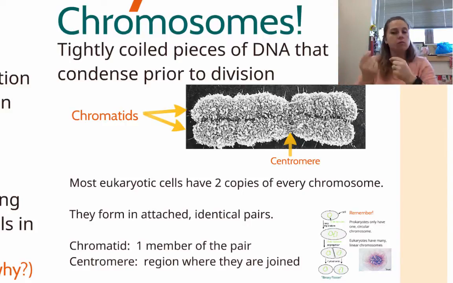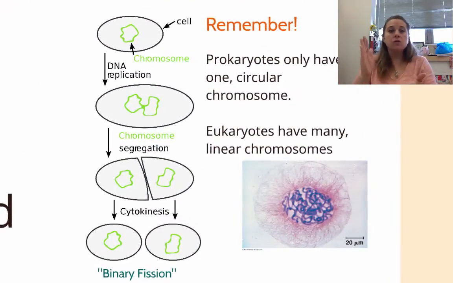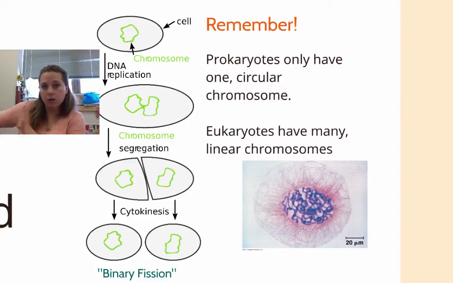They continually wrap, and in the S phase, they replicate and then connect at the centromere. For most critters, like us and a lot of eukaryotic cells, there are two copies of every chromosome because we got two parents, right? However, remember that prokaryotes are kind of over here in this discussion because they only have a singular circular chromosome, while we have a lot of linear chromosomes.